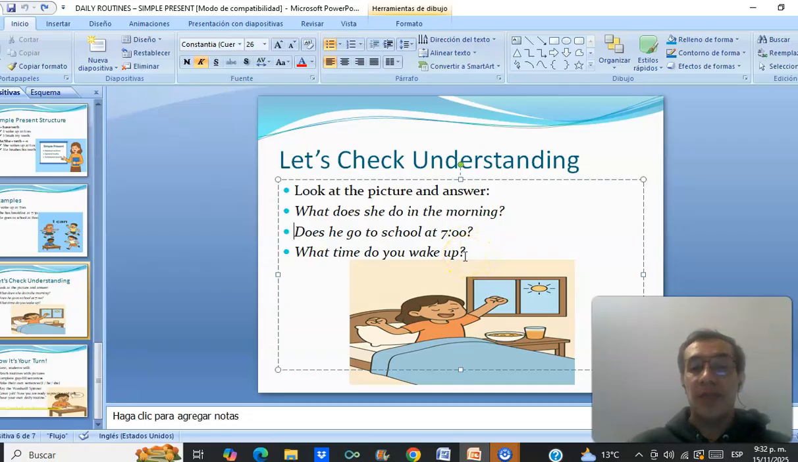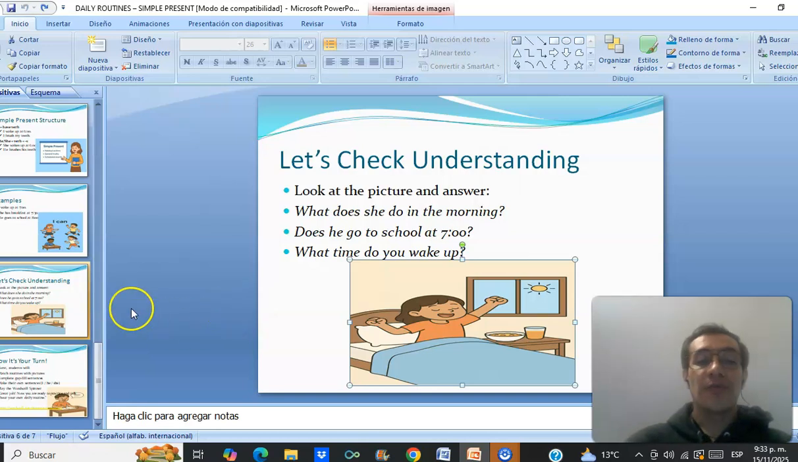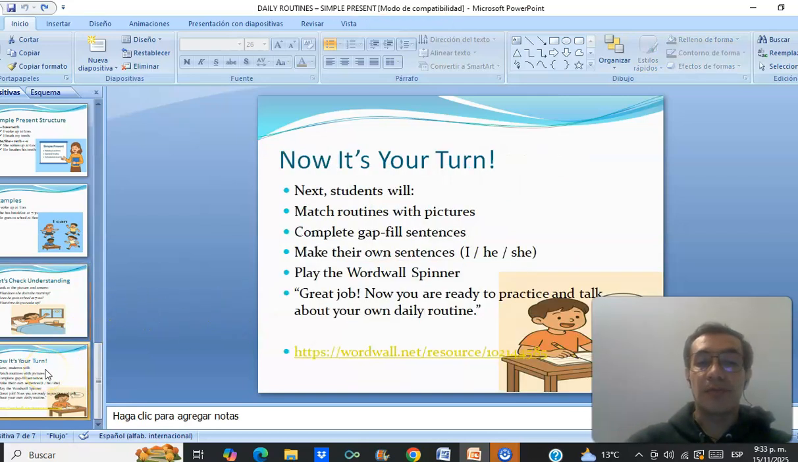And then answer a longer question if you want. For example, does he go to school at 7 a.m.? No, he doesn't. He goes to school at 6 a.m. What time do you wake up? I wake up every day at 6 a.m. in the morning. So that is a good example.